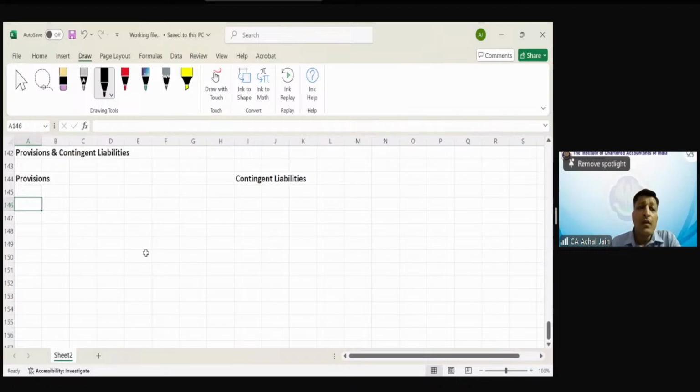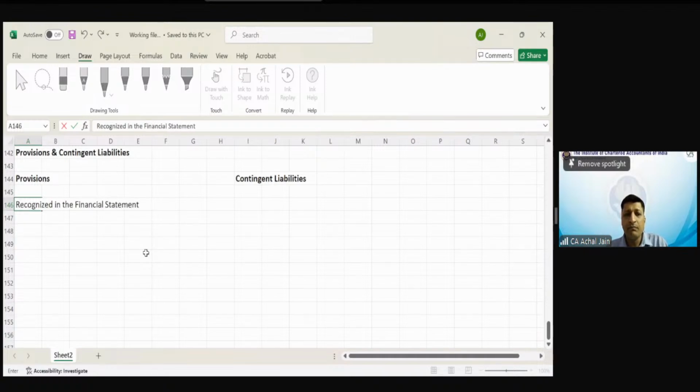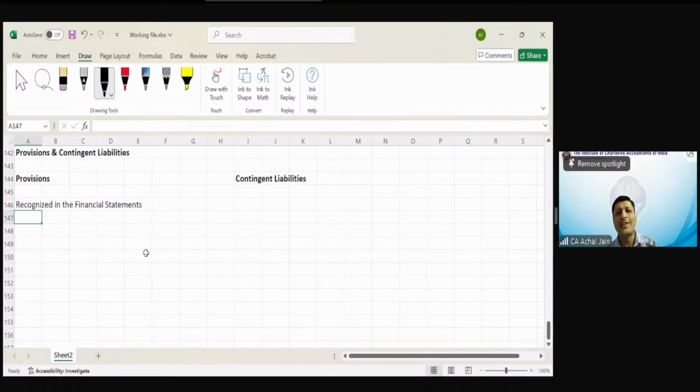Now, provision is something which is recognized in the financial statements. Yes or no? So an accounting entry for the same will be passed. It will be recognized, measured in the financial statements, and presented in the balance sheet. Corresponding impact will also be there in the P&L.